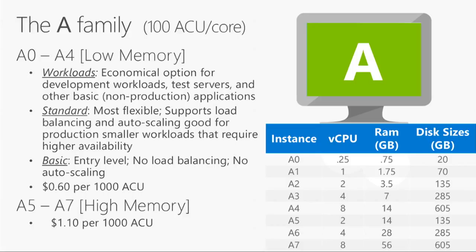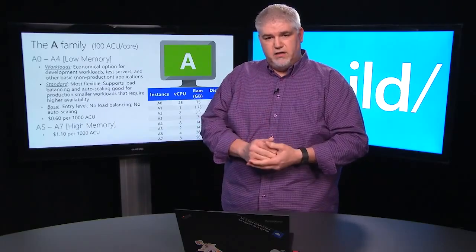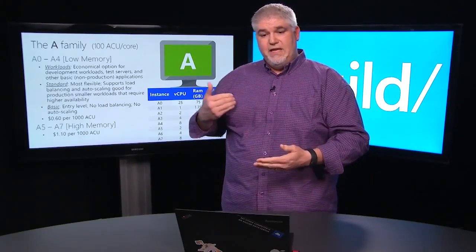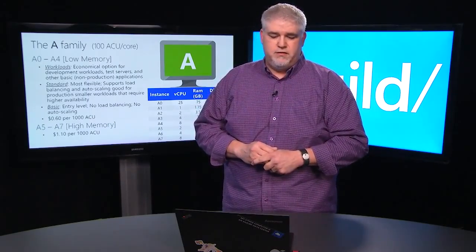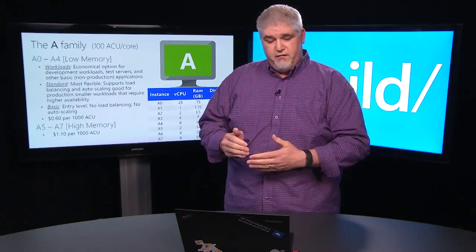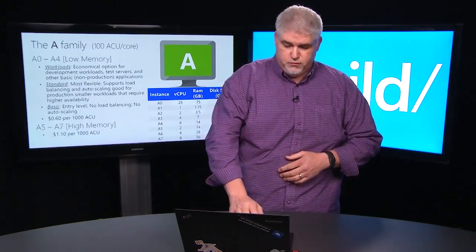People who use this A0 are usually the people who are looking for a low-cost solution. It doesn't need a lot of compute, doesn't need a lot of memory, so that's perfect for them. The people who need a little bit more memory for a heavier compute, heavier access to that RAM, will choose the A5 through the A7, and that's $1.10 per 1,000 ACU.